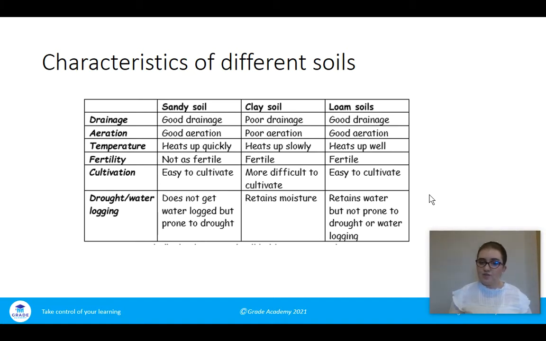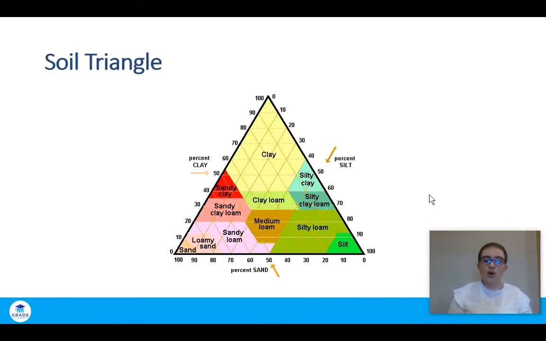So they'll keep a certain amount of water, which is important for growth and for plant activity, but you don't want too much water to be kept. So it's really important that you can use the soil triangle. Now the soil triangle would generally be given in an exam question. And what you would do is you would be given different percentages of clay, silt, and sand present in a soil sample. And what you would have to do is use that information to find what type of soil it is.